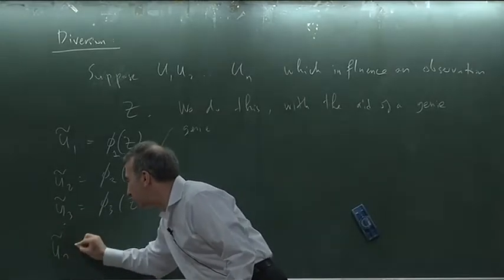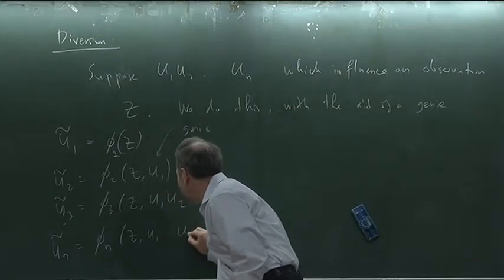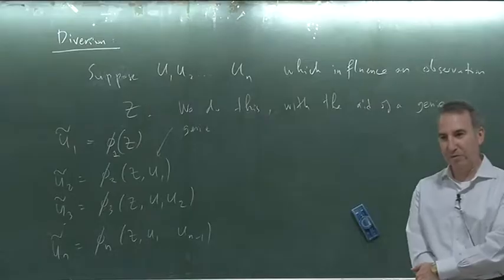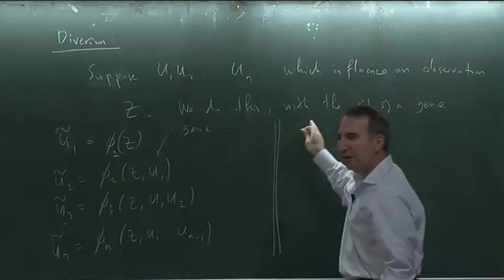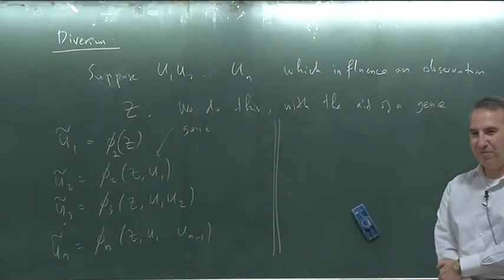You get the idea, right? So U_n tilde is phi_n of z and the true values of U_1 to U_{n-1}. Now, at the same time, we're going to put on this side a real guesser without the help of the genie.